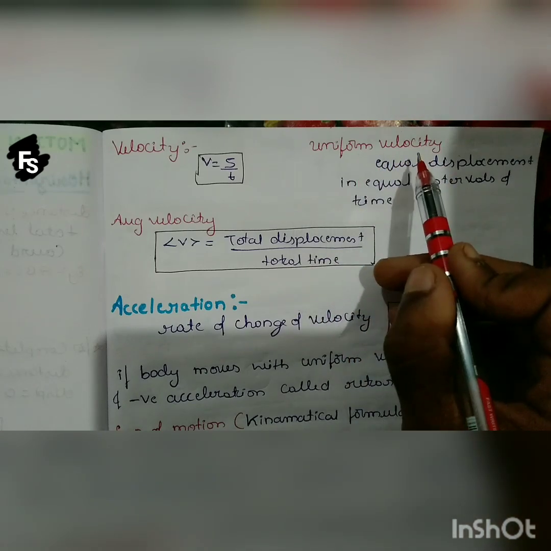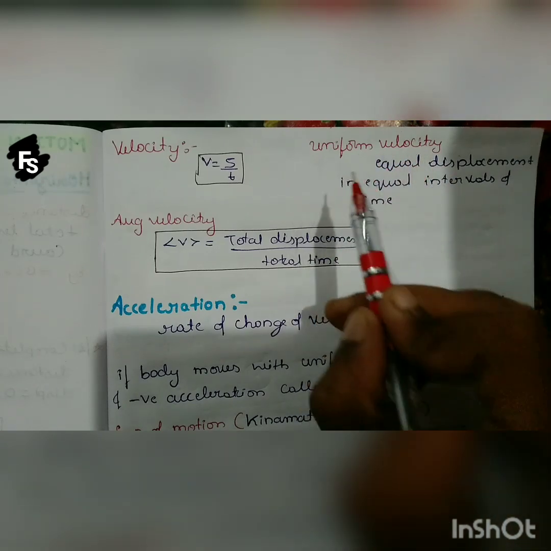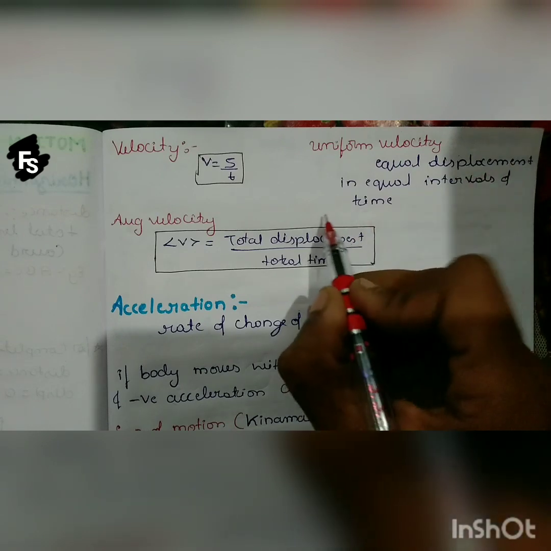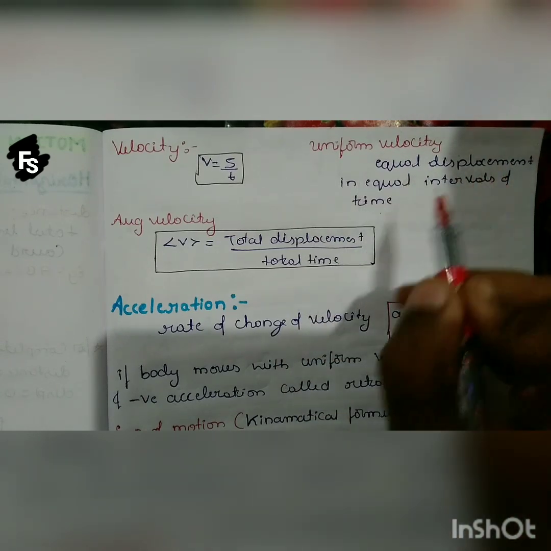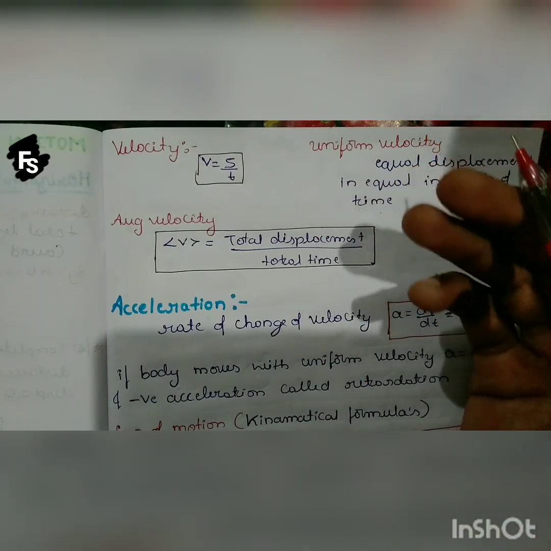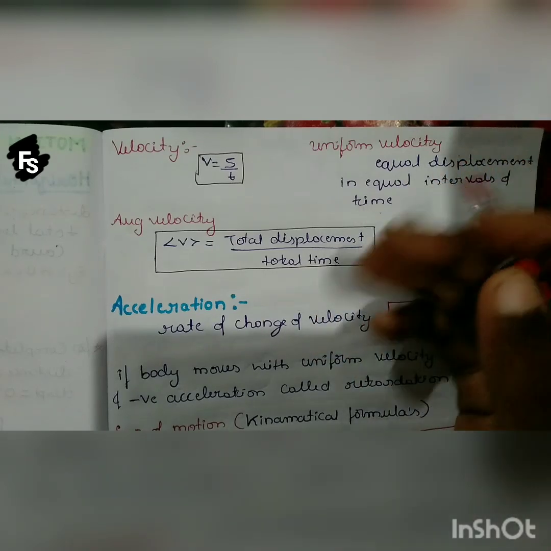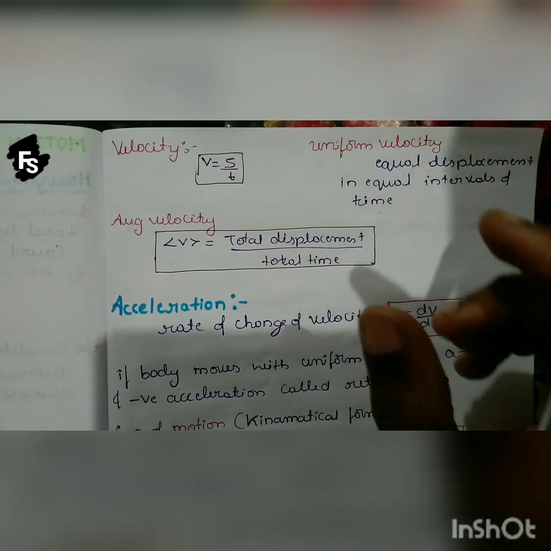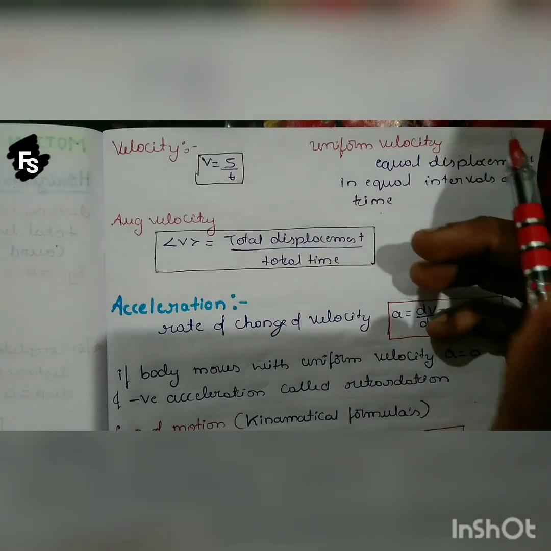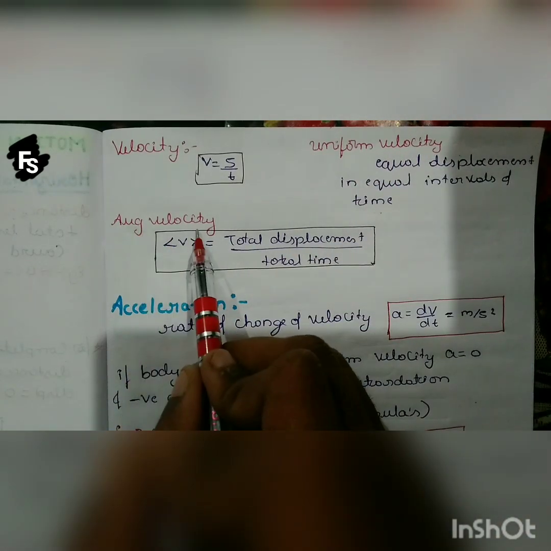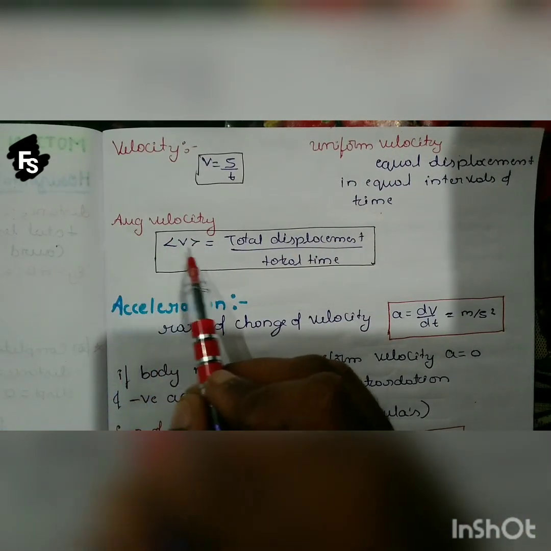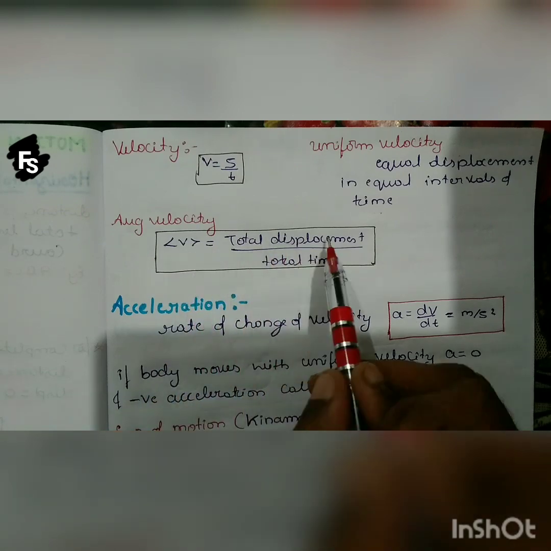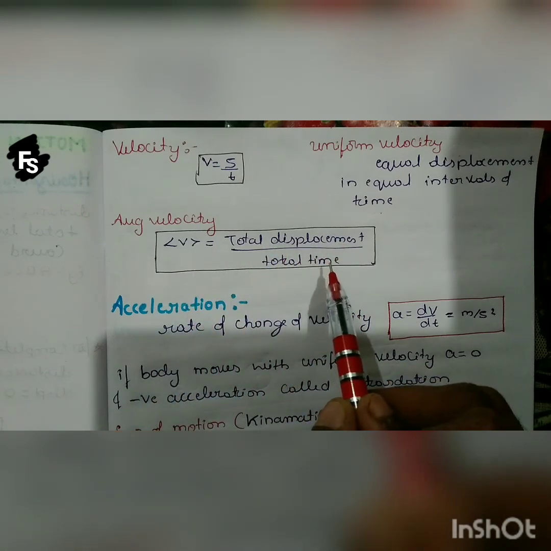What is uniform velocity? Uniform velocity means the body covers equal displacement in equal intervals of time. If the body covers equal displacement by taking only equal intervals of time, then it is said to be uniform velocity. And then what is average velocity? Same as average speed, it can be calculated as total displacement by total time taken.